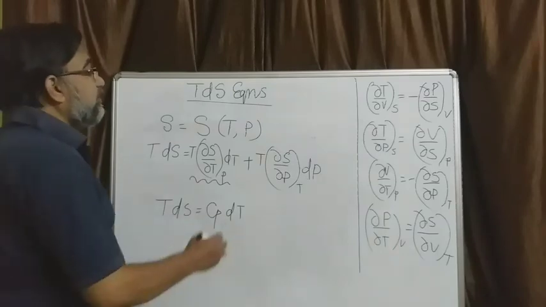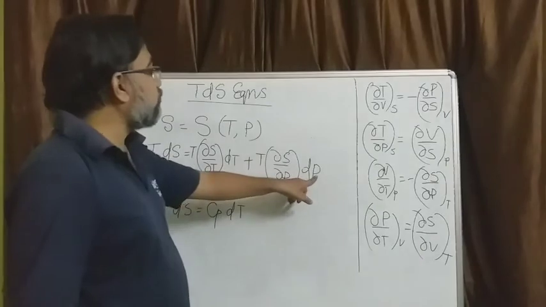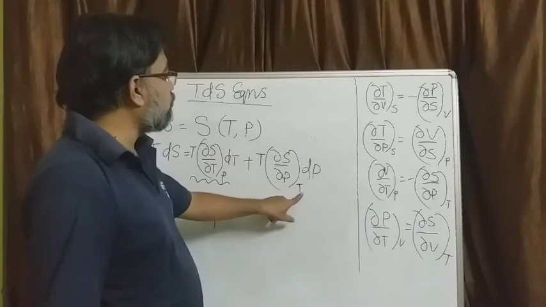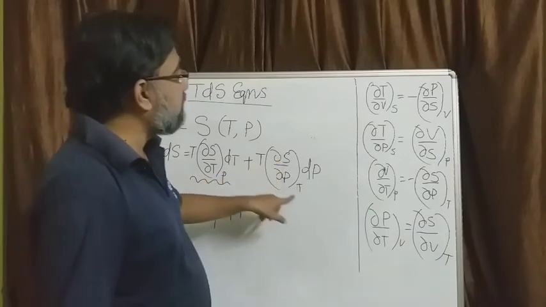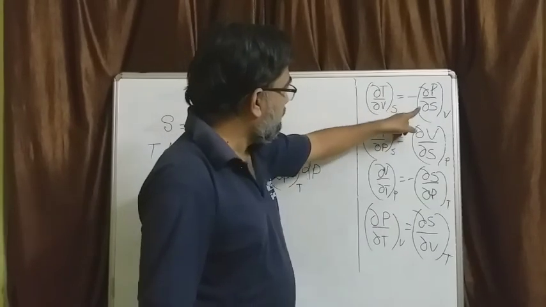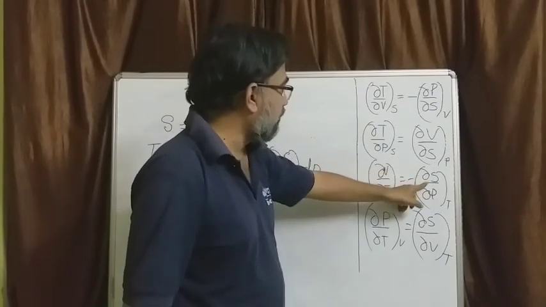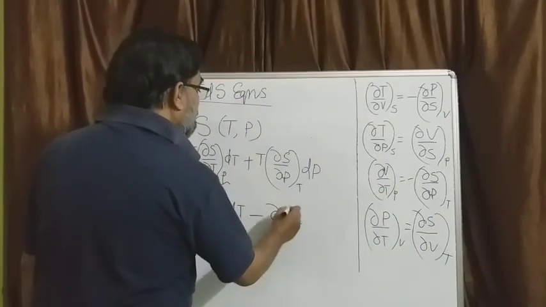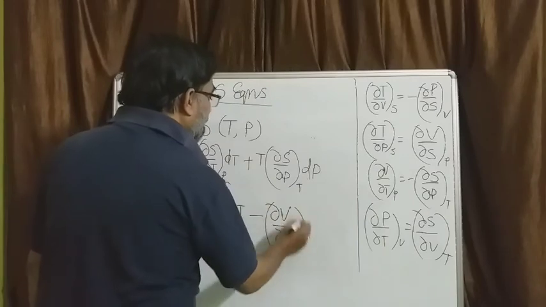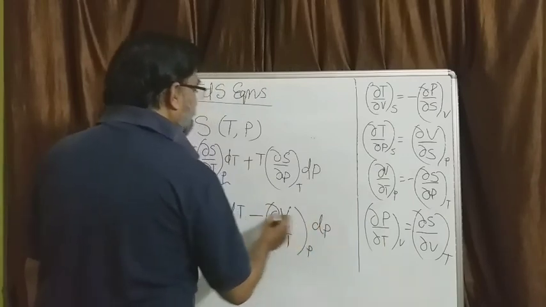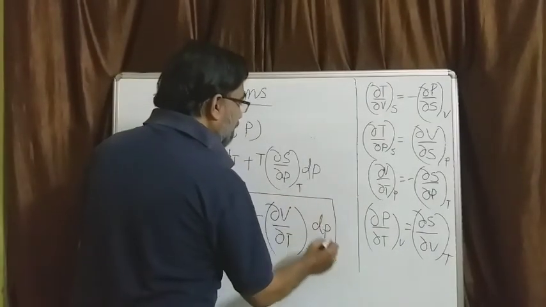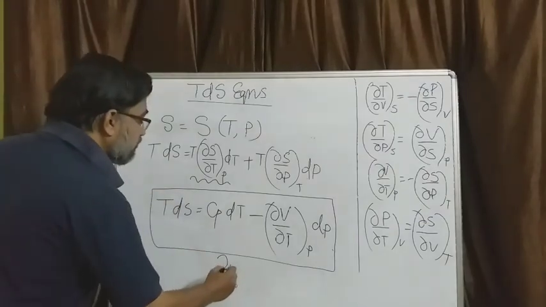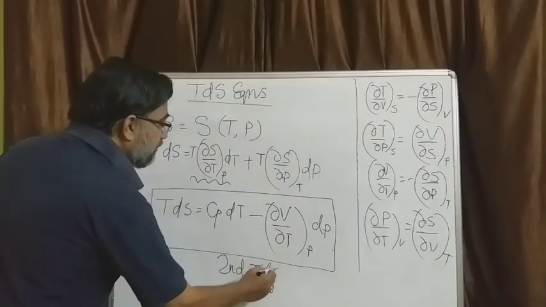So it is Cp dt, and here you have to replace. So this term should be replaced. Okay. So look, ds dp at T is equal to what? Minus dv dt P dp. Alright. So this you picked up from the third Maxwell's equation, and this makes your second TDS equation. This is your second TDS equation.